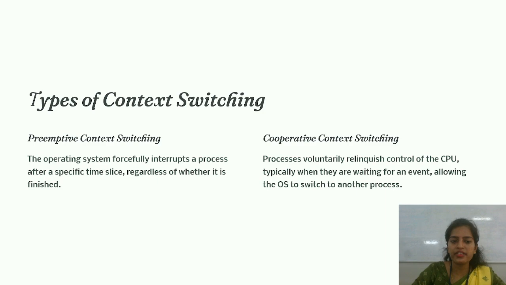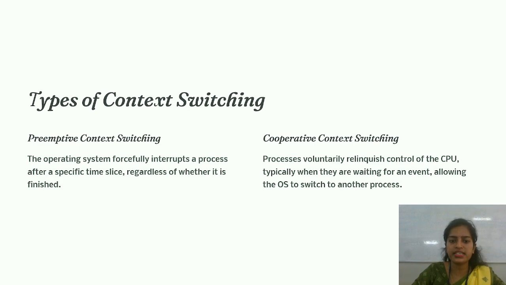It will not wait for whether the process has been executed completely or not. Whenever there is an interrupt or a high priority process has come for its execution, the CPU switches from the current process to another process forcefully. That is called preemptive context switching.